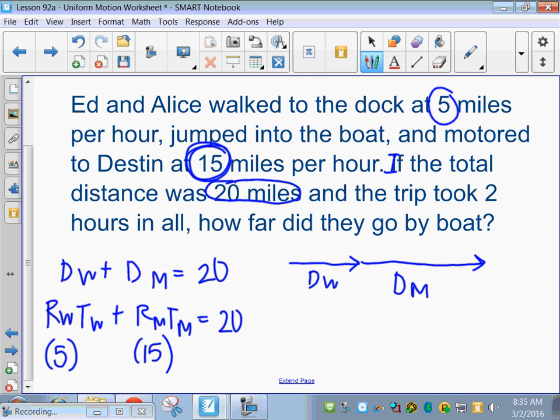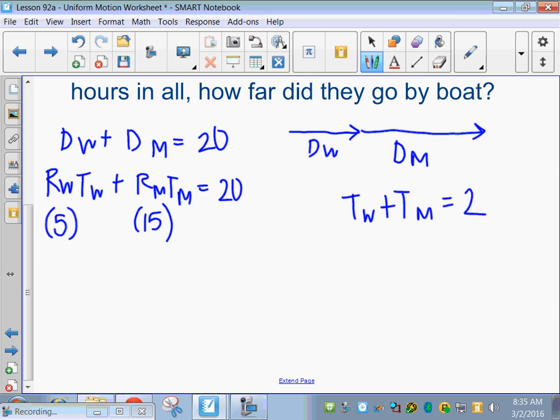We need to write an equation off to the side for the trip took 2 hours in all. Somebody else tell me what that equation would be. Micaiah? Yep. Total time is 2 hours. Now we can solve for either one of those. So I'm probably just going to subtract TM from both sides. So I have TW equals 2 minus TM.